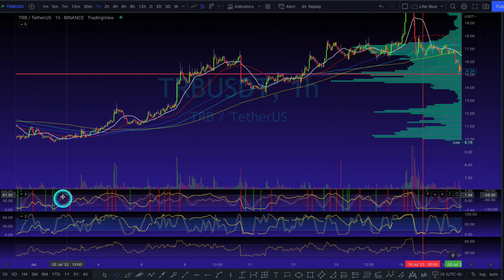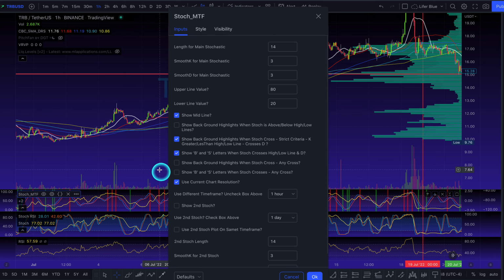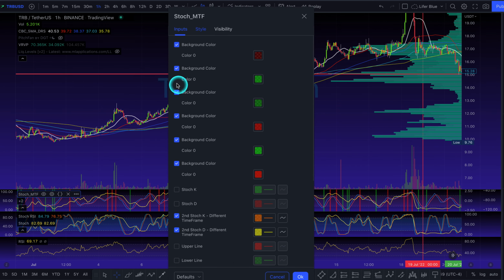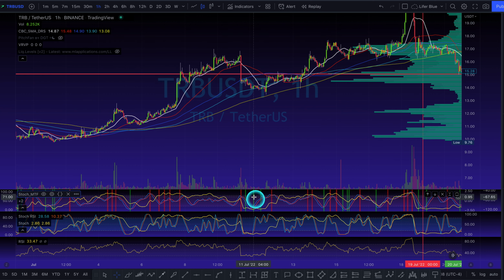The other thing that I have on this chart, just while we're here, is called a stochastic MTF. It's in the searchable indicators, and then I adjust it. I really only want the buy and sell. I take off the big stochastic and the stochastic D, and I only really want this buy signal strict criteria on the bottom and sell signal strict criteria on the top. And then I set my alerts to that. It's kind of just an easy way.